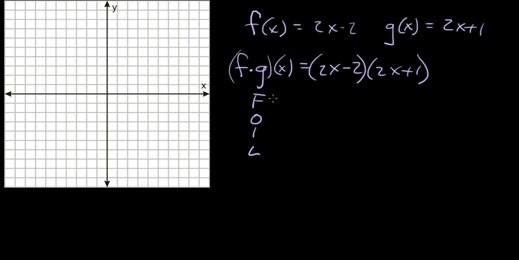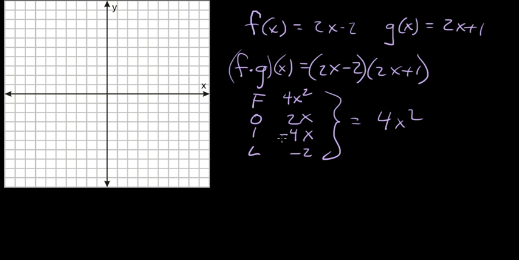So we say the first is 2x times 2x is 4x squared. And then the outer, 2x times 1, is 2x. And the inner is negative 2 times 2x, which is negative 4x. And the last is negative 2 times 1, which is negative 2. And you combine those, and you get 4x squared. The 2x and a negative 4x combined make negative 2x, minus 2. Okay, that is our quadratic function.